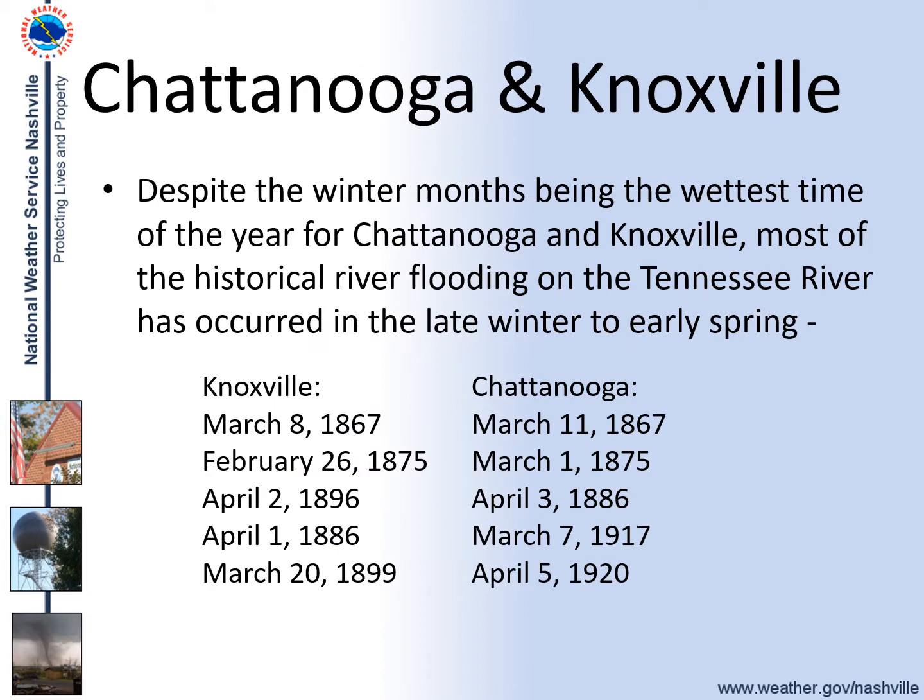Despite the wet winter months, the highest flows on the Tennessee River in Knoxville and Chattanooga occur in the late winter to early spring. These top 5 crests shown, these are all pre-TVA control. So their controlling of the river plays a part, of course, but maybe snowmelt was more of an issue back in the late 1800s to early 1900s. We know it was definitely snowier back then.